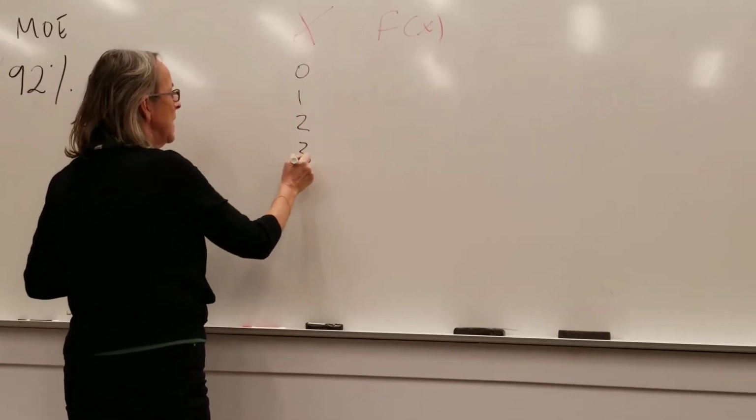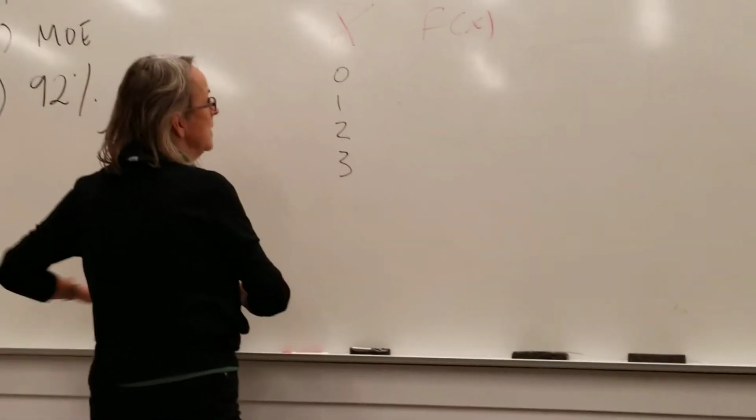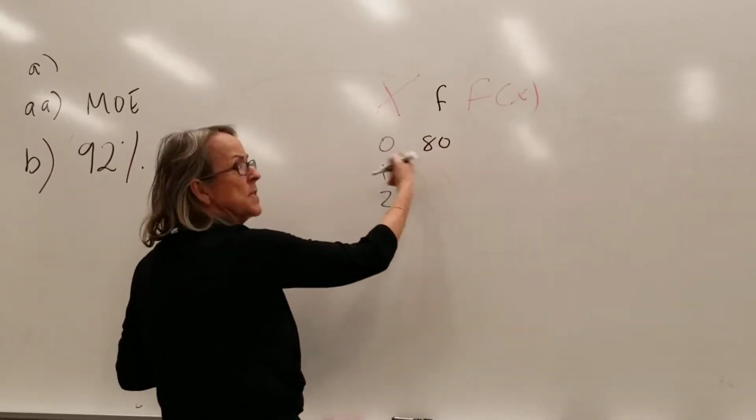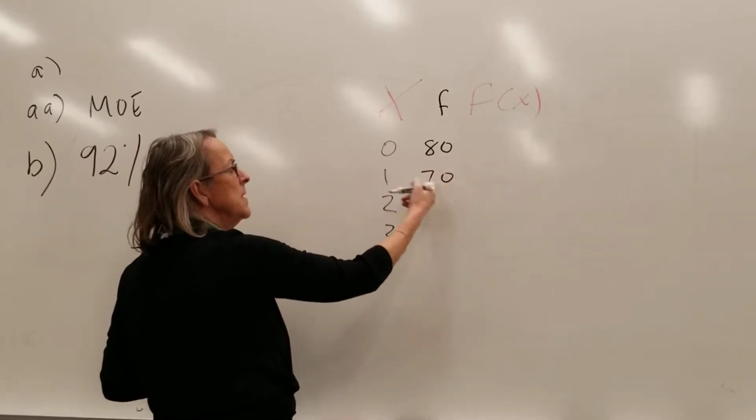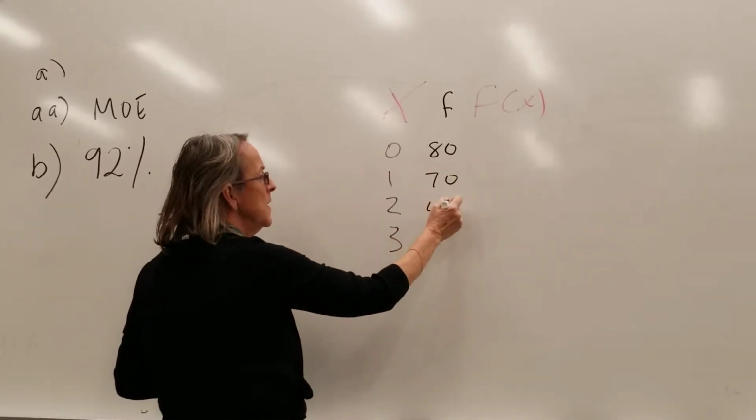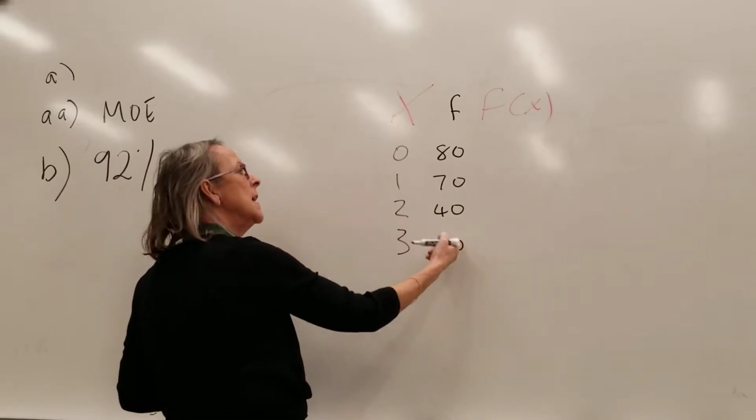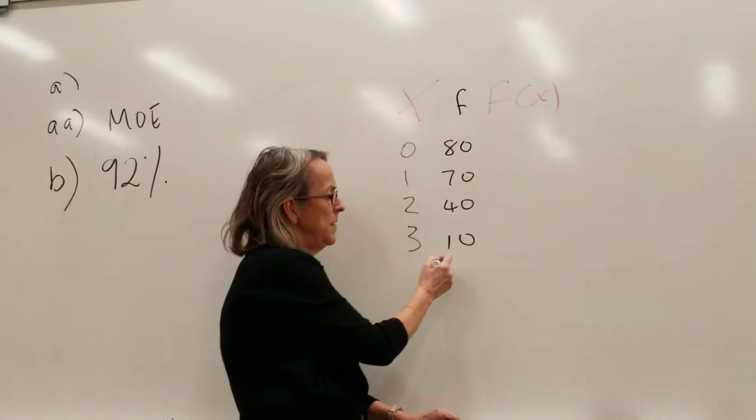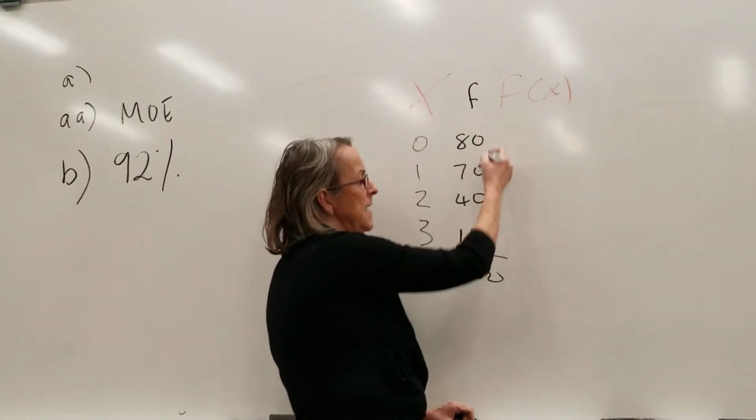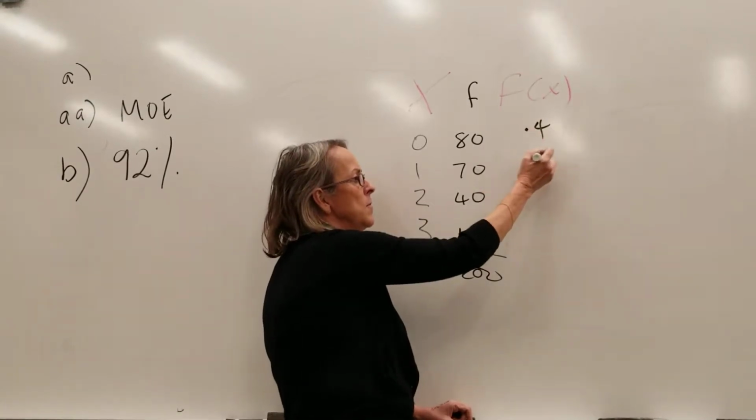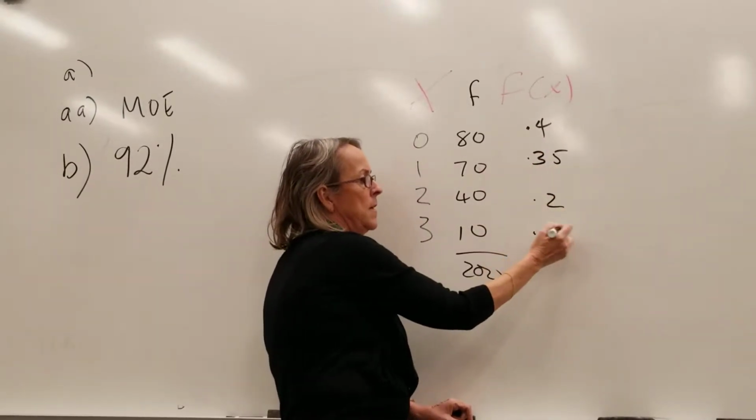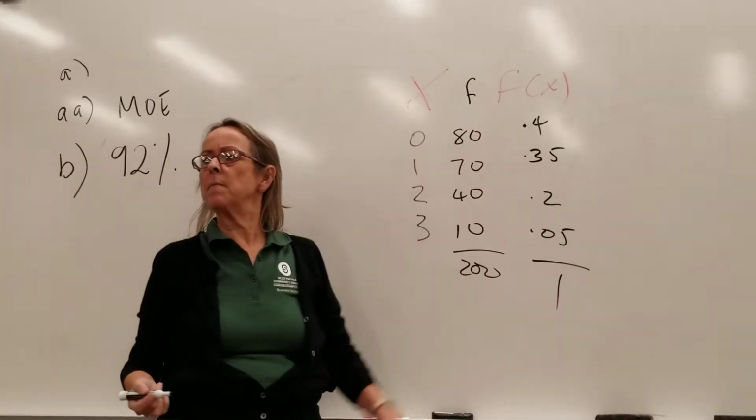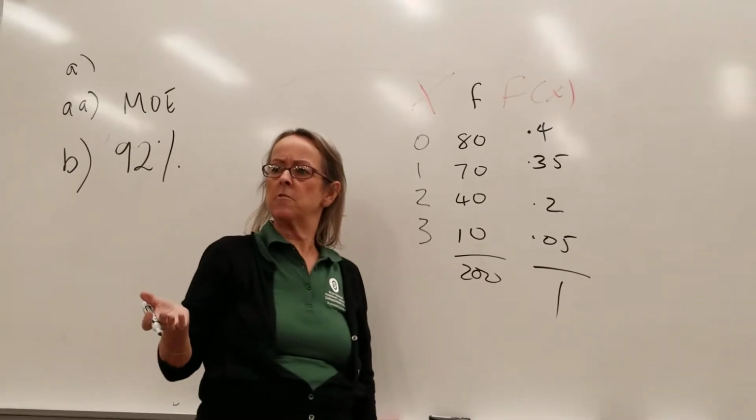And it was something like, I'm making these numbers up, but we were given the data. There were 80 days when we sold no televisions. Let's say there were 70 days when we sold 1 television. There were 40 days when we sold 2 televisions, and then 10 days when we sold 3 televisions. And we were able to use the relative frequency method, because this was 200 days. 80 divided by 200 is 0.4, 0.35, 0.2, and 0.05, and this sums to 1. So if you list this x and these probabilities, that's a discrete probability distribution.